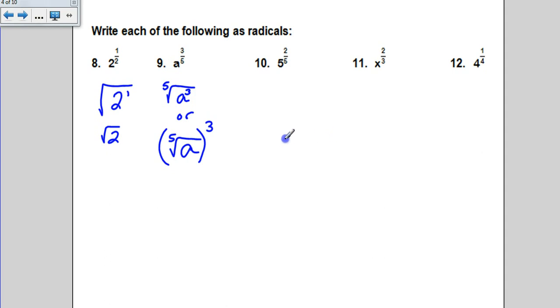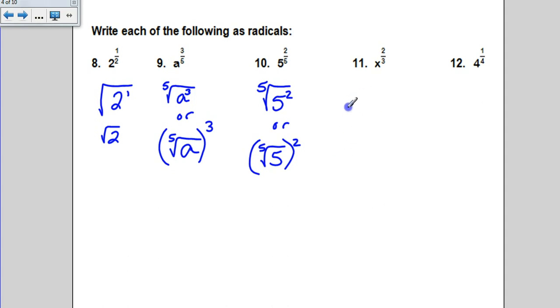Now, neither way is more exciting to me. I don't really care which way you want to write it. But later on, when we try to reduce these radicals in our head, sometimes it's easier to take the root before you raise it to the power, or sometimes it's easier to take the power and then take it to the root. So number 10, we have the 5th root of 5 squared, which of course you could bring the 2 out and say it's really the 5th root of 5, quantity squared.